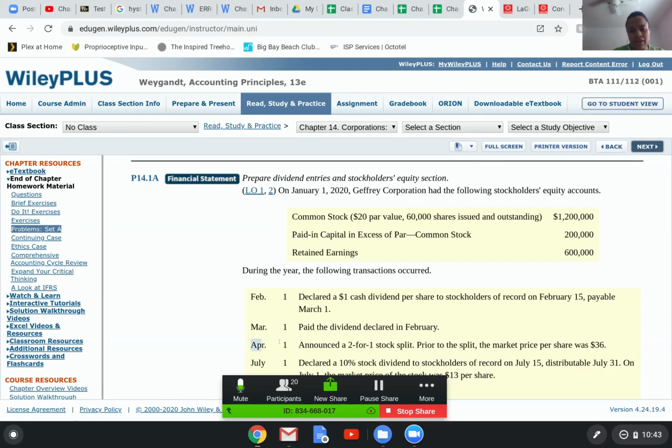So if we just focus our attention on April the 1st, it says that they announced a 2-for-1 stock split. Prior to the split, the market price per share was $36. Now, if you think about our example that we had with Apple in the last class, remember we spoke through what that would mean. So I don't want anybody to shout out any answers, just work silently on your own. I'm going to give you 3 minutes to think through what happens to the stock price, and if anything, what happens to the par value and the number of shares in this case.